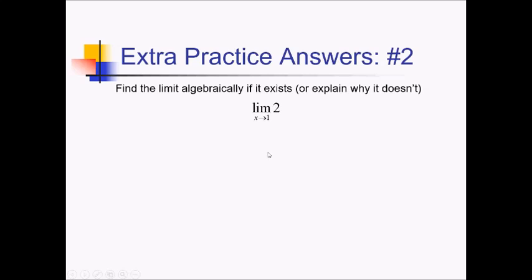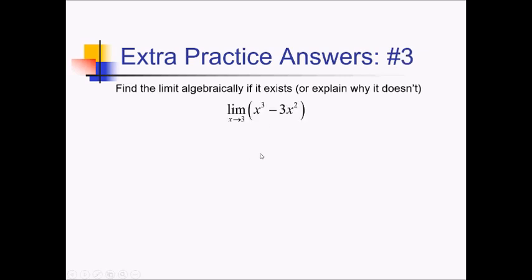This problem is an example of something that's so easy it might be difficult if you overthink it. We're just trying to find the limit of a horizontal line through y equals 2 as x approaches 1. Well, this graph is going to be approaching the same y value everywhere, including 1, and that's just going to be the y value 2.